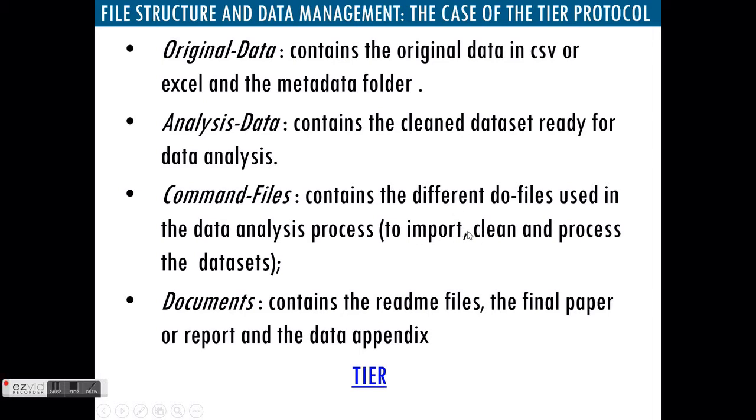And then you have the document folder. As I said, the document folder contains the README file, which describes what each of those folders contains. And you have the final paper or the report. And I forgot to mention the data appendices before. The data appendices are just like the descriptive statistics, for instance. It's not obligatory to have a data appendix, but you can still have one. The data appendix can also be some useful tables that you ran that you don't necessarily want to put in the final paper.